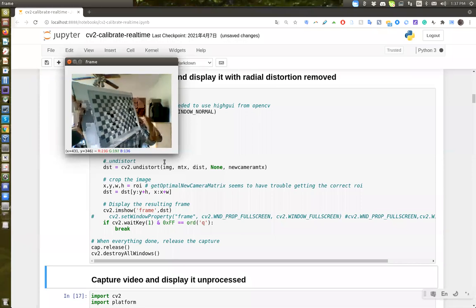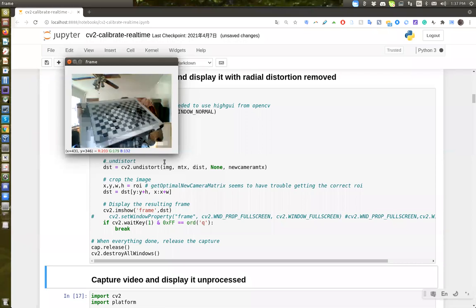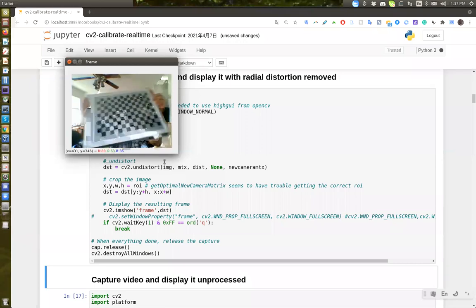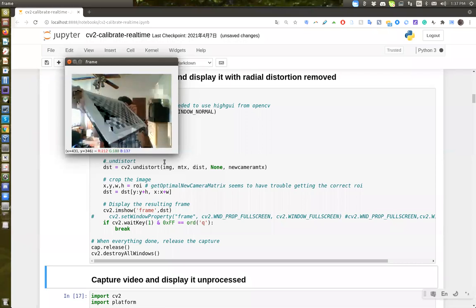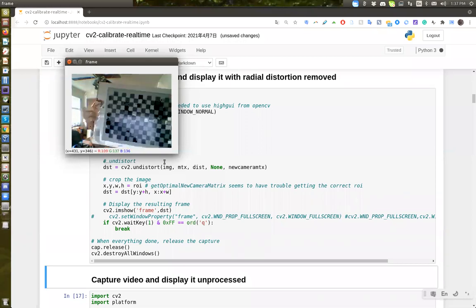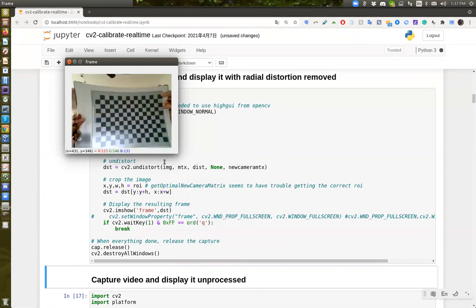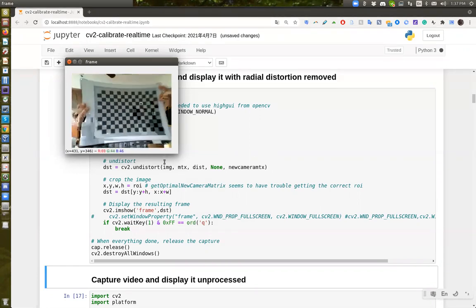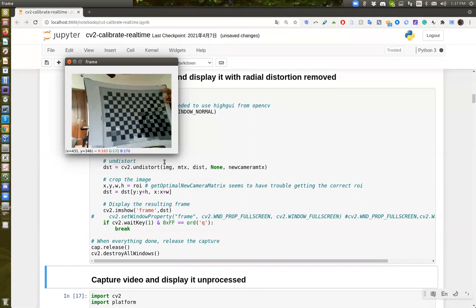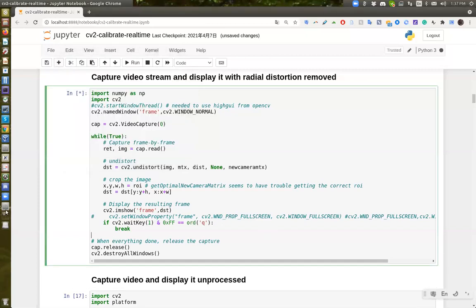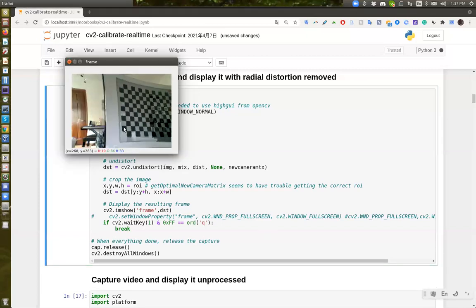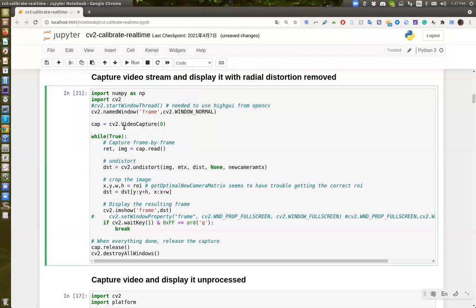Because the parallel lines or the straight lines are supposed to be straight, right? So if I have pincushion distortion or barrel distortion, the lines will be curvy. And of course, if I remove the lens now, things will become curvy now. Yeah, so that's basically it. A quick demo for calibration.